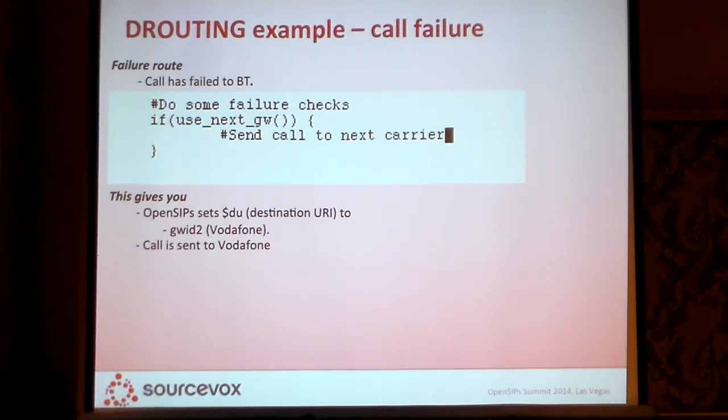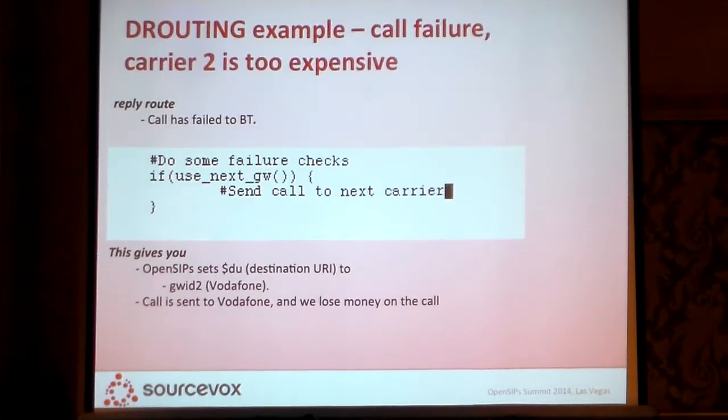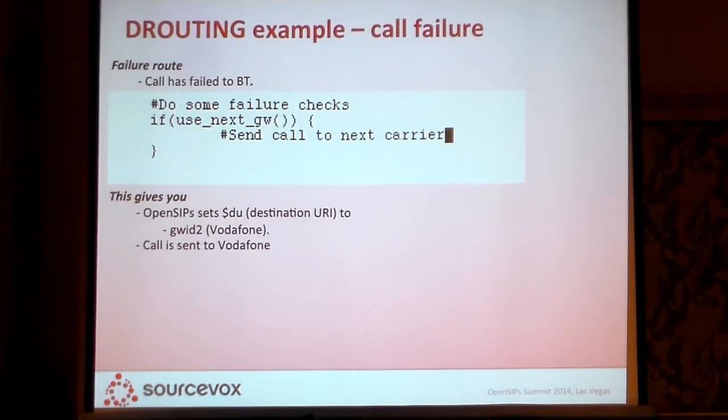Now, if BT rejects the call, you can use the dynamic routing module to then select the next carrier from the list of carriers. Again, simple one function call, use next gateway, and it will send the call to the next carrier. In this example, it will send the call to Vodafone. The call is sent to Vodafone. So the call gets into Vodafone if BT fail the call.